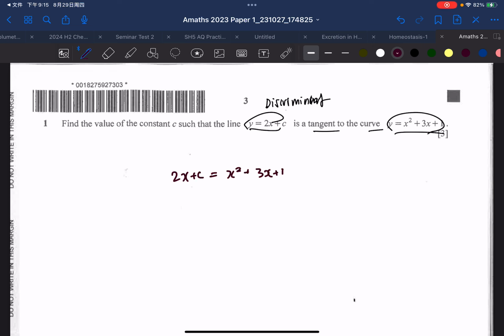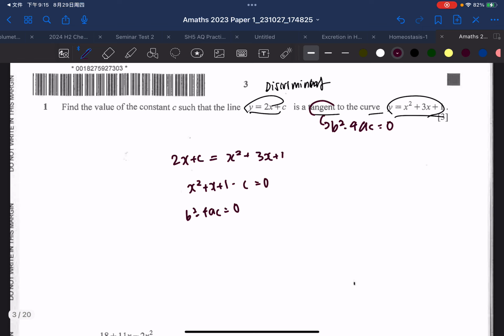Equate everything together, and then we will be able to get a quadratic equation. Then we know that b squared minus 4ac only applies to a quadratic equation, right? So this works because we have a quadratic equation that represents both of the equations that I have over here. Then tangent means b squared minus 4ac has to equal 0. So b squared minus 4ac equals 0. Do a bit of calculation, and you will realize that you get 4c equals 3, and c will be equal to 3 over 4.